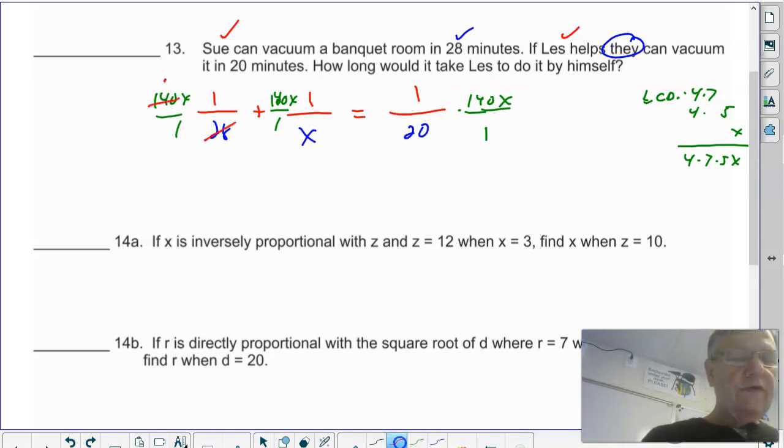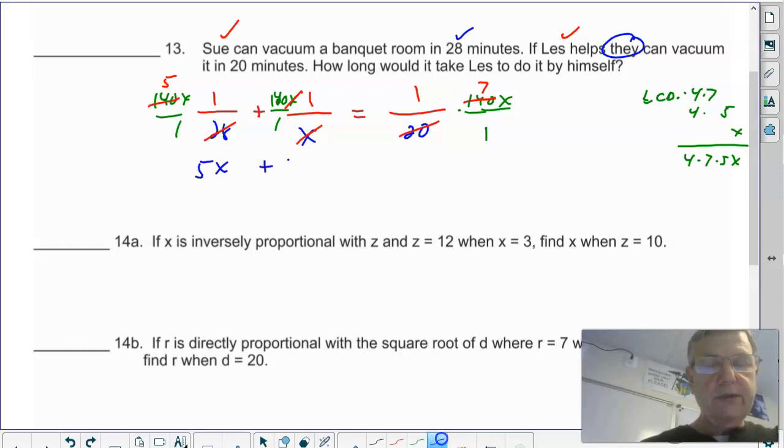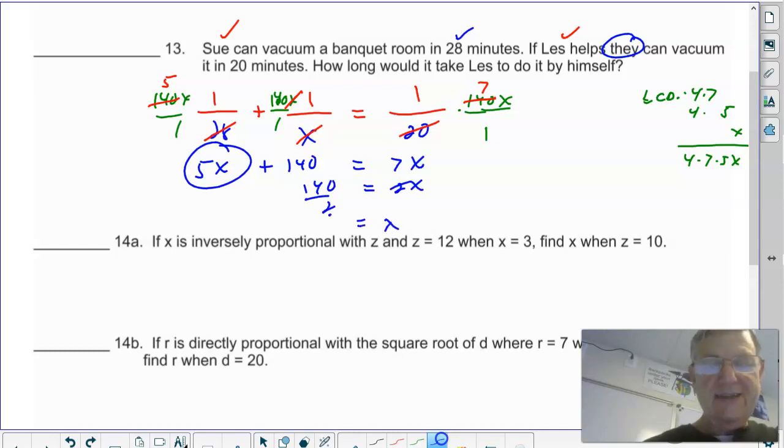28 goes into 145. Okay, and so we still have the x there. X gets rid of the x's. 20 goes 7. Again, if you do it correctly, all your denominators are gone. All right, so what's left? 5x plus 140 equals 7x. Let's add a negative 5x to both sides. Let's divide both sides by 2. Looks like x equals 70.